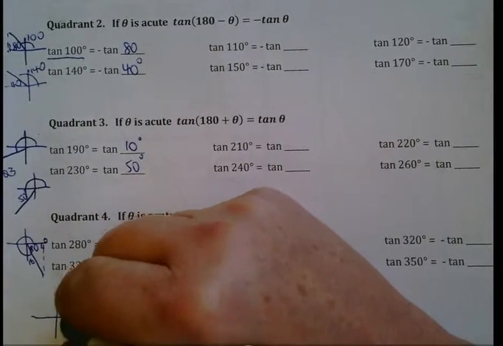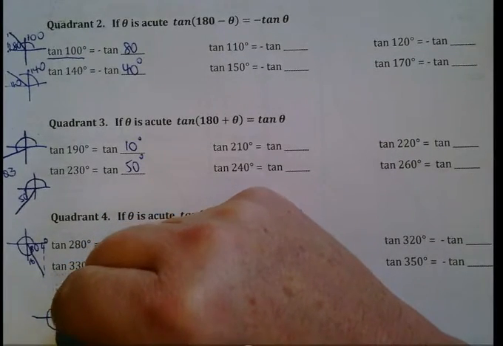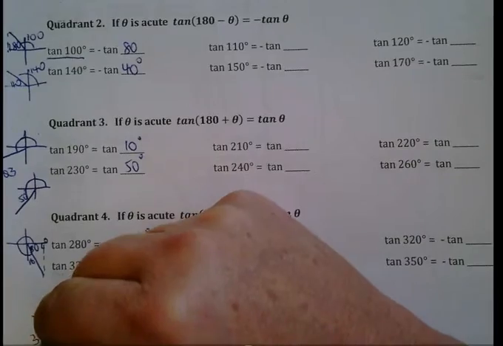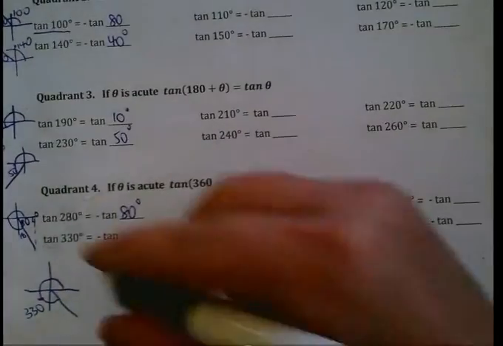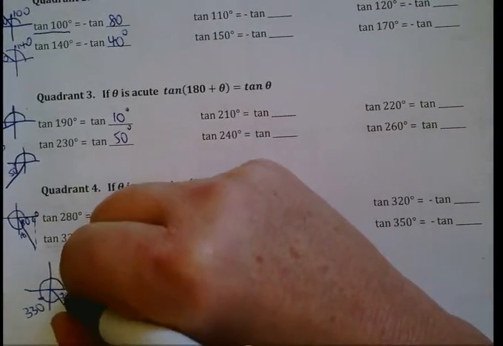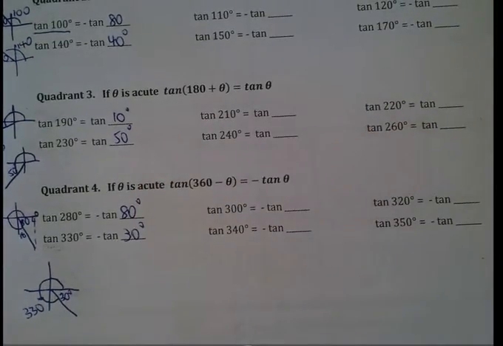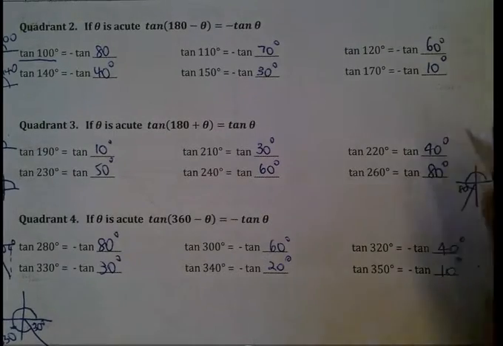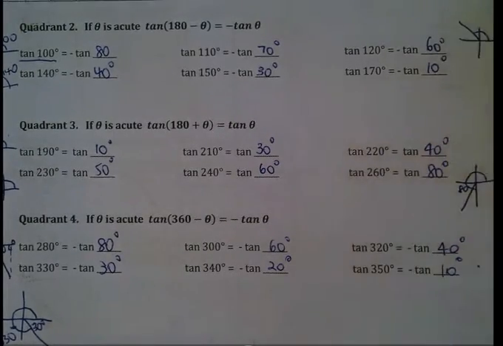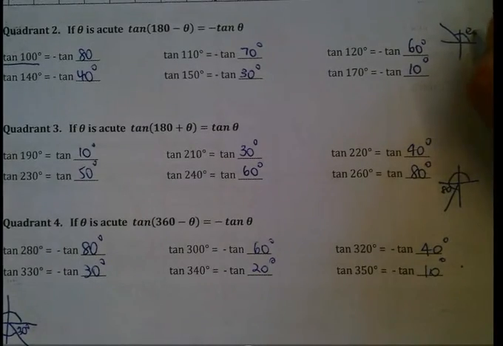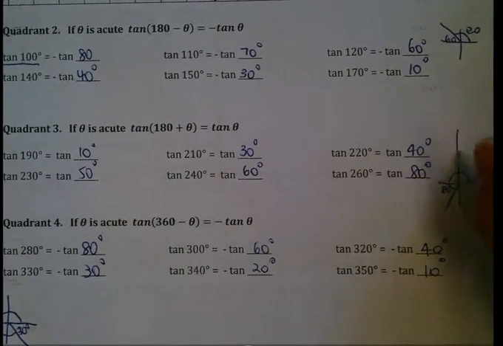And tan of 330: 90, 180, 270. If I go 330 all the way round, what's left over here? 30, so it's negative tan 30. I'll just give you a minute to fill the rest of those in. Answers, it's a good idea to draw them as well. Just drawing a couple: tan of 120, 60 left over in there. Tan of 220, 90, 180, and 40 more.